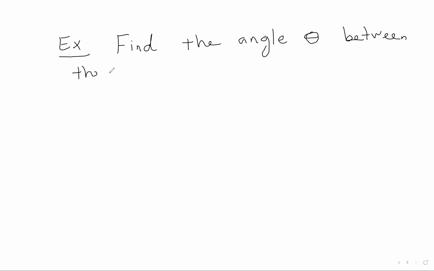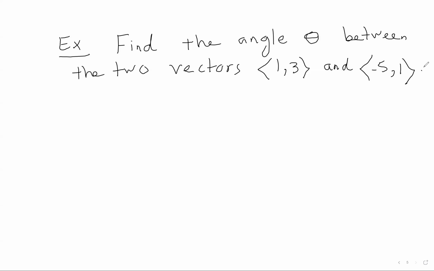In this example, I want to find the angle theta between the two vectors. One of them is (1, 3), and the other one is (-5, 1). I want to see what angle these two vectors make.